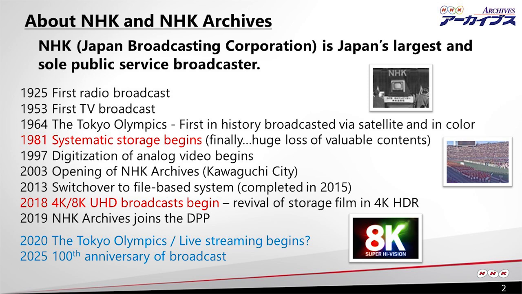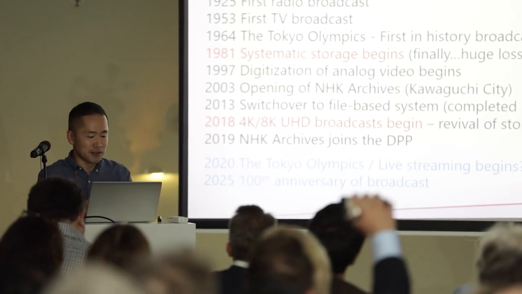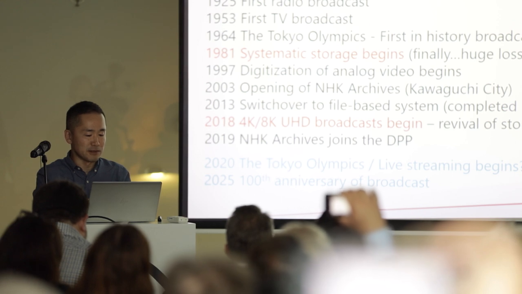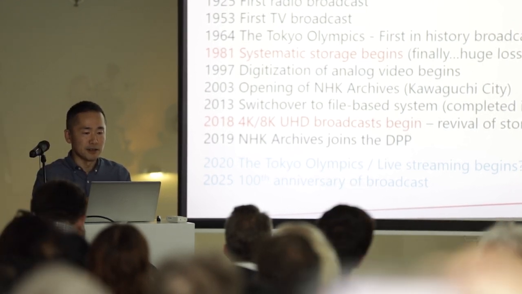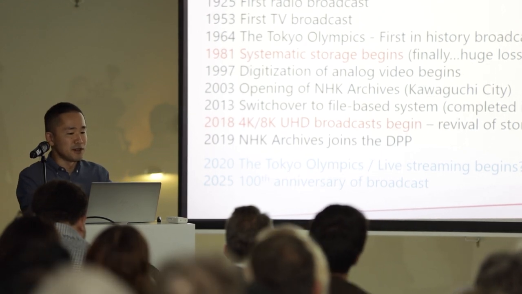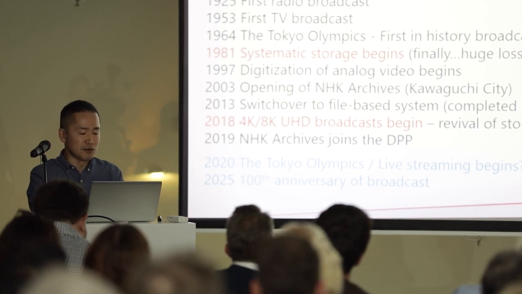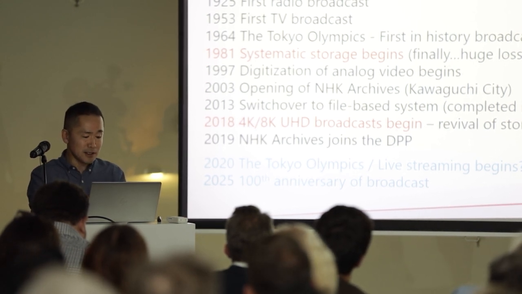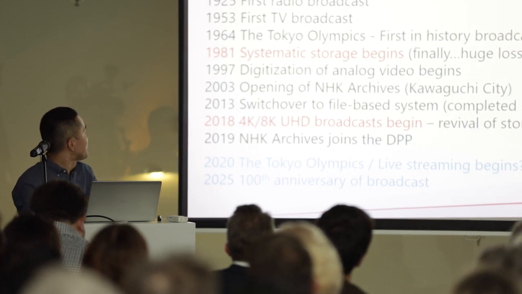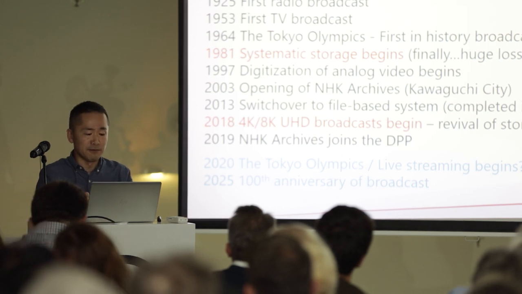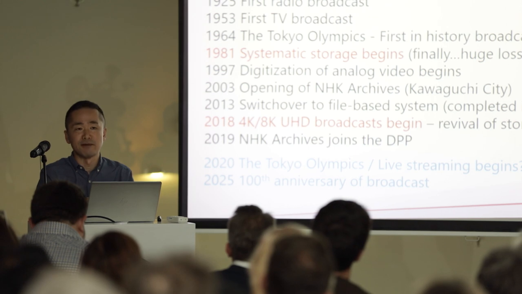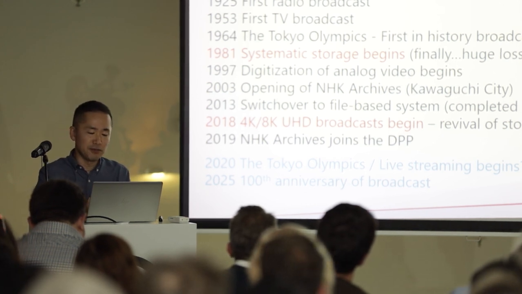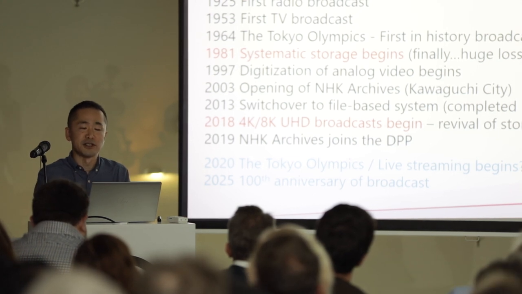Sorry about the confusion. So we are Japan's largest and the sole public broadcaster, and we are often compared with the BBC in the UK because we are both publicly funded broadcasters. We started the first TV broadcast back in the 1950s, and let's jump to the 1980s. Some of you might be surprised to know that we did not start systematic storage until as late as 1981. That means for the first 30 years of TV broadcast, we don't have every content of TV broadcasts. Some survived, not all of them. Why? Because during that period of time, the broadcast tape, the 2-inch tape, was very, very expensive. So people had to use the same tape again and again.